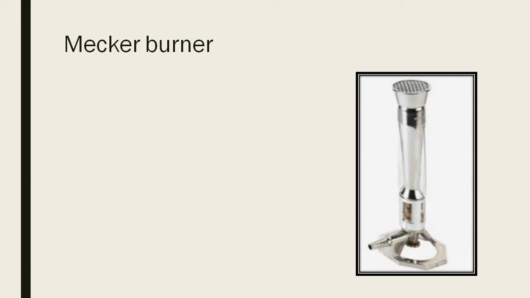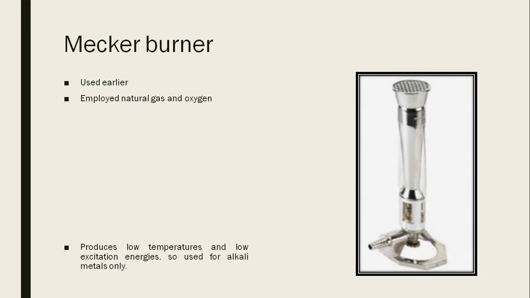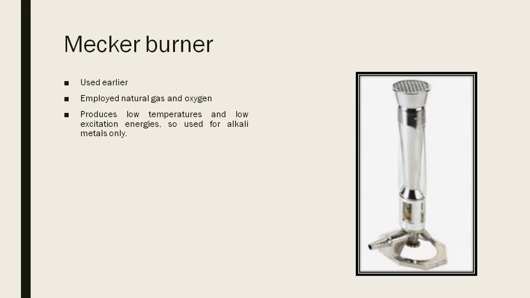Now let us have a look at our first burner, that is the Meker burner. The diagram is shown here. This burner was used earlier. It employed natural gas and oxygen. It produces low temperature and low excitation energies, so it is used for alkali metals only.